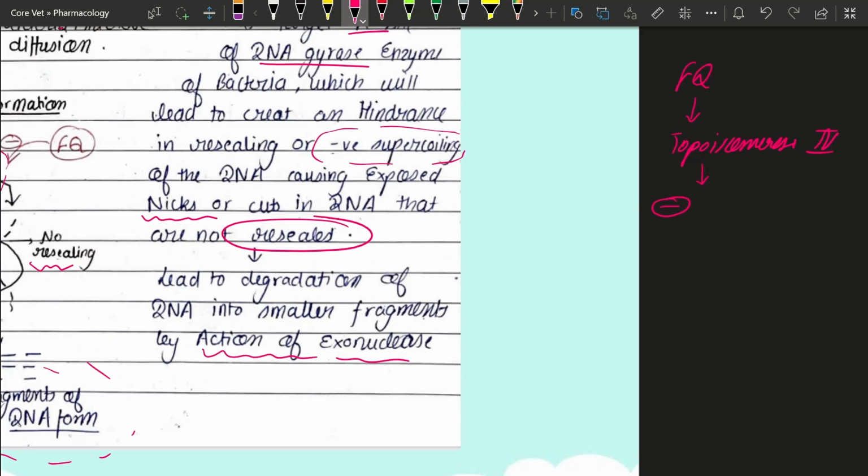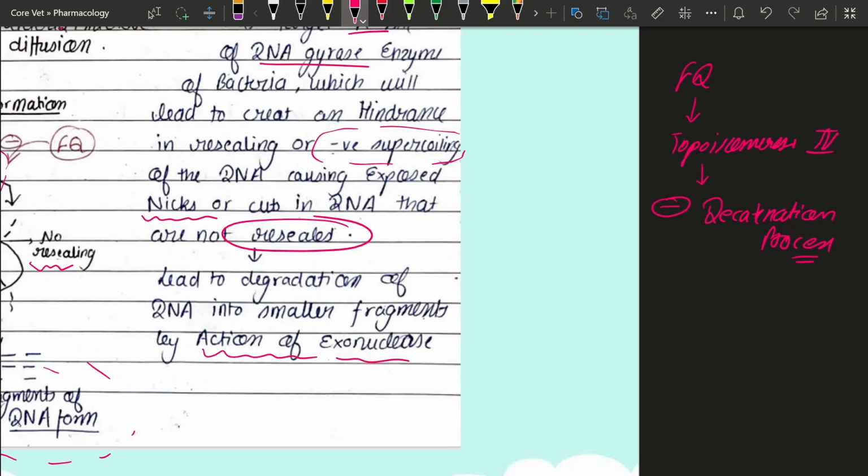It will lead to inhibition of the decatenation process, right? It means the DNA that has been replicated from the mother bacterial cell is not going to be detached from the original DNA, right? If there won't be any detachment from the original DNA, obviously the daughter bacterial cell won't be getting any sort of DNA or nucleic acid, right? And it will lead to a hindrance in the replication and the multiplication, right?